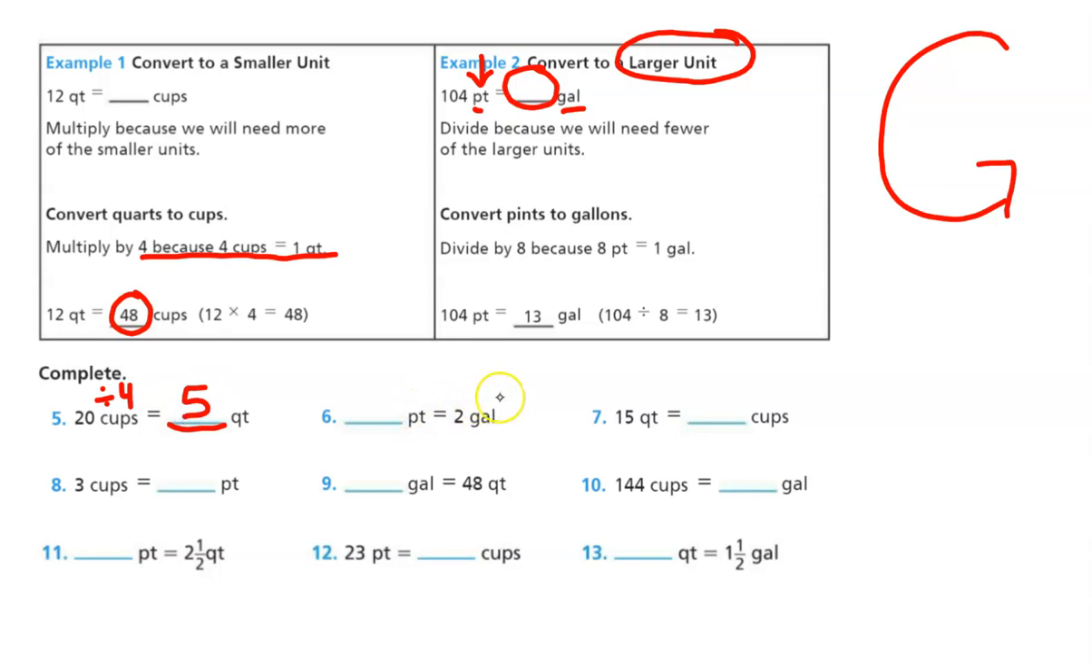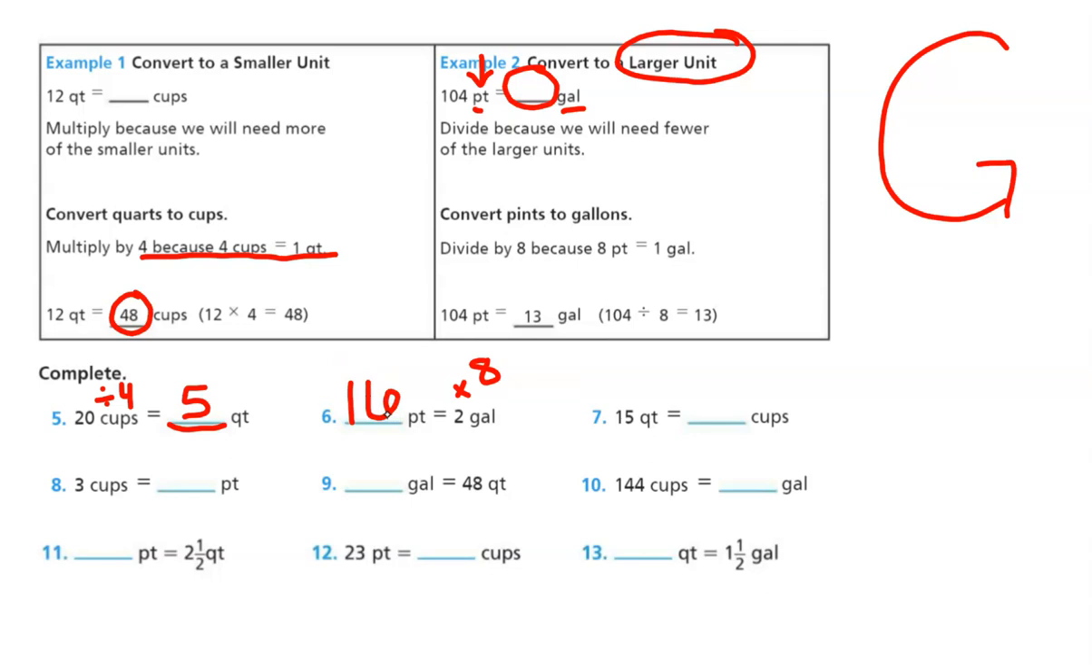Next, I'm going from pints to gallons. I definitely know that pints are smaller, so this one I'm going to end up doing the opposite. So I'm going to multiply by this. In 1 gallon there were 8 pints, and so then I need to multiply by 8 to tell me that there are 16 pints in 2 gallons.